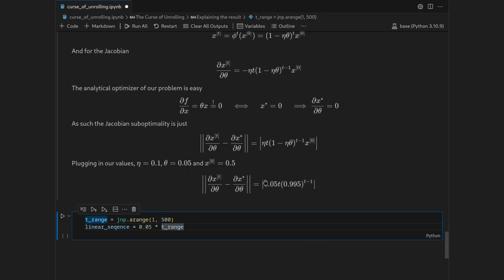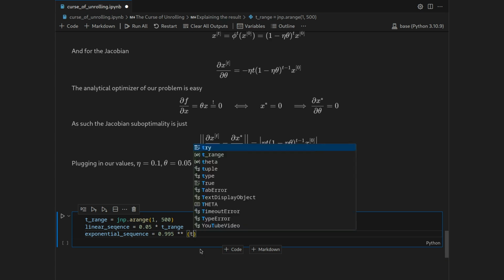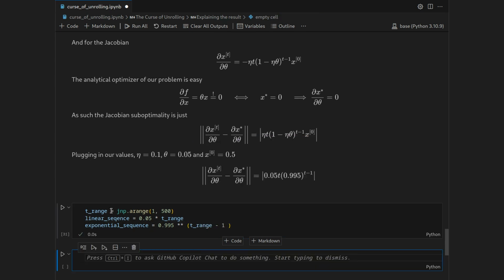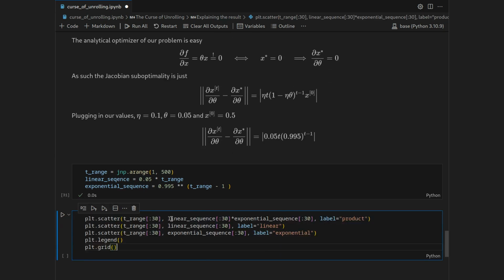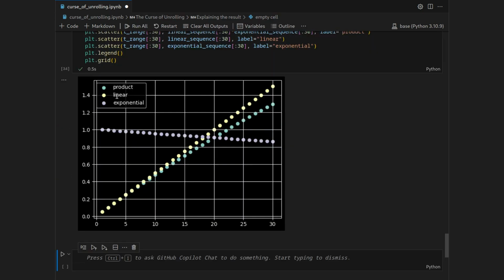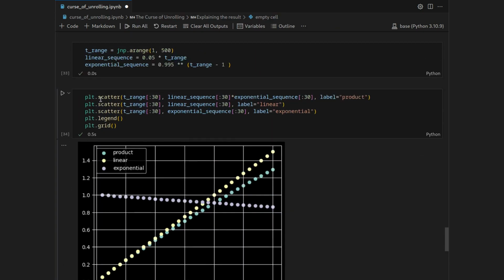So this is essentially that part here. And then let's also compute the exponential sequence, which is 0.995 raised, so double asterisk, to t range minus 1. Let's execute that. And let me paste in a plotting command that produces... I think I spelled something wrong, so there should be a U. Now it works. So essentially we get a plotting of 3 different sequences.